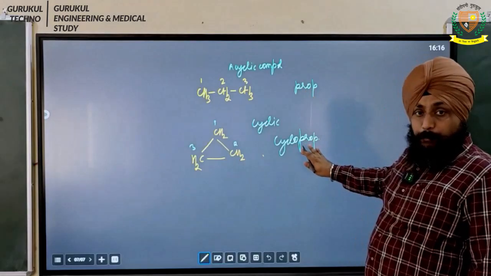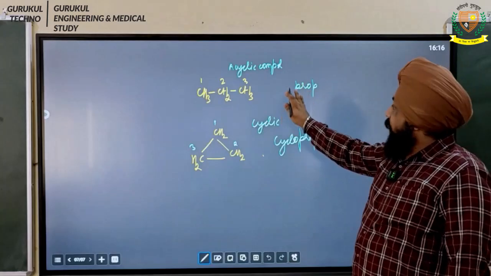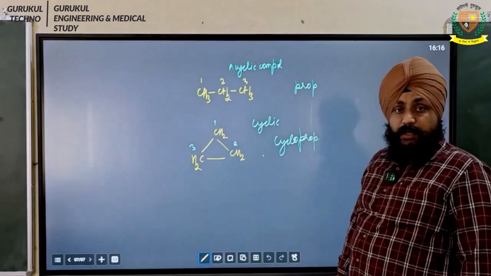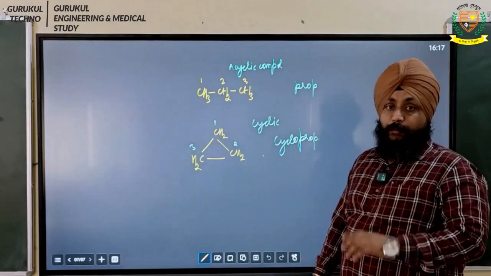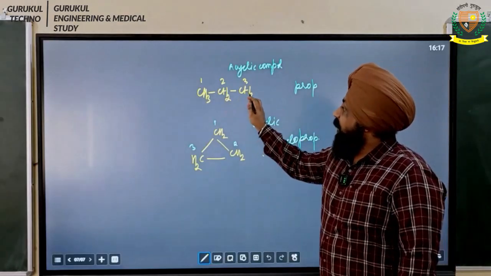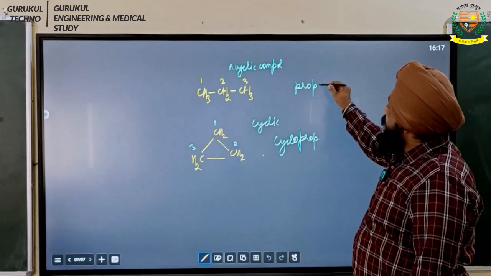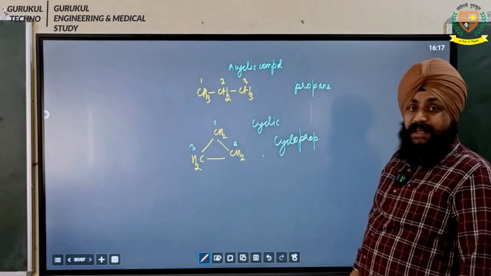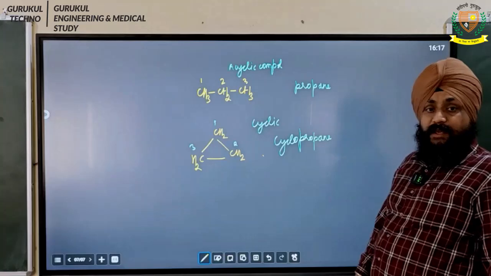Here also I have written prop. It was acyclic, so no cyclo prefix over here. But here it was cyclic, so I'm using the word cyclopropane. Now both of them contain all single bonds, so here the suffix which I'm going to use is going to be ane. Here also it is going to be ane.